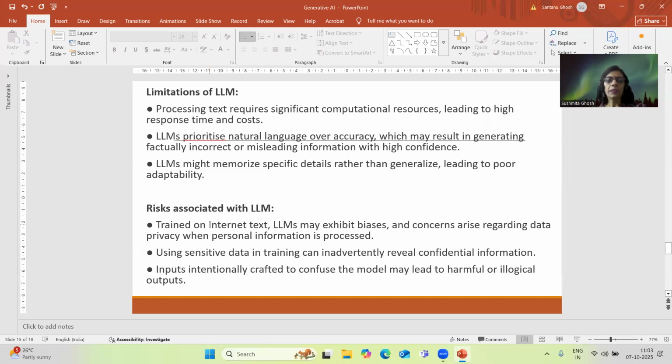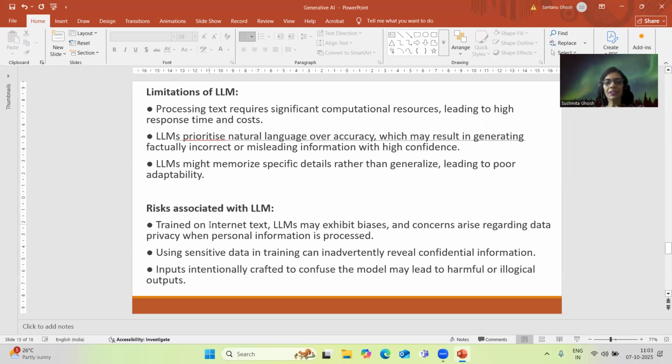Okay. Limitations: processing text requires significant resources. Of course, you have cost associated, you have high response time associated. It's not easy to develop a large language model because the amount of training involved, the amount of data required, is huge. Otherwise, it will not work the way you want it to.